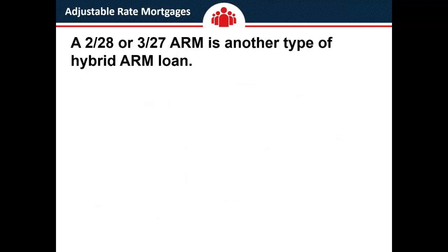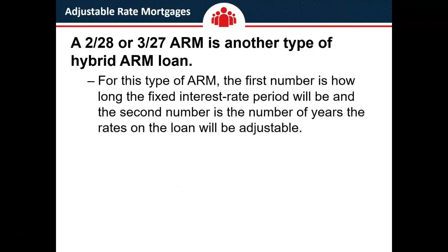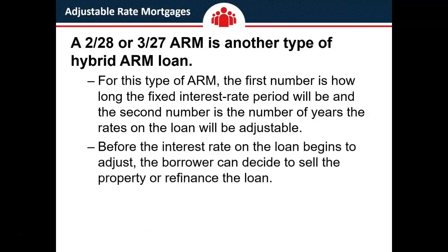You've even seen them like these, a 2/28 or a 3/27. It's fixed for the first 2 years, but then it's going to adjust for the other 28, and so on and so forth. This type of ARM, the first number shows how long the fixed period is for, and the second number shows the number of years the rate is scheduled to adjust. Before the interest rate on the loan begins to adjust, the borrower can decide whether they want to sell the property or maybe they want to refinance the property.